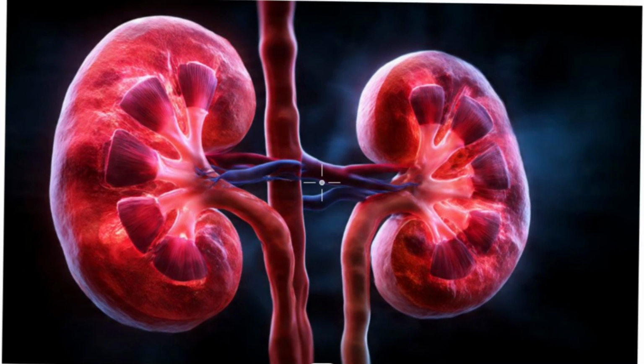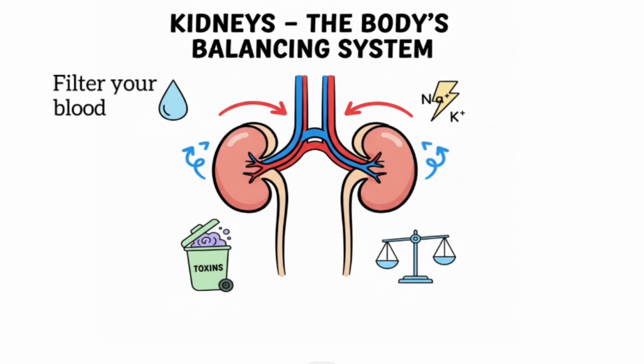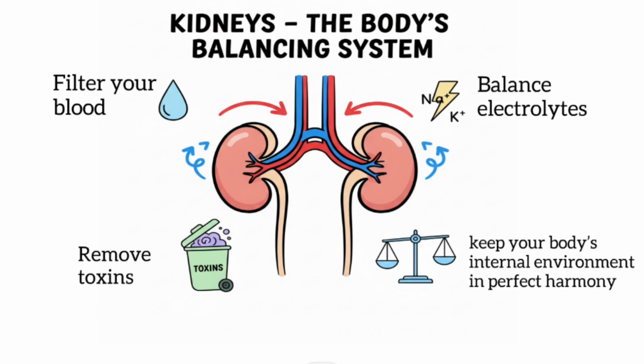Today, we'll uncover how your kidneys, two small bean-shaped organs, perform one of the most vital roles in the body. Every minute, your kidneys filter your blood, remove toxins, balance electrolytes, and keep your body's internal environment in perfect harmony, a process known as homeostasis.